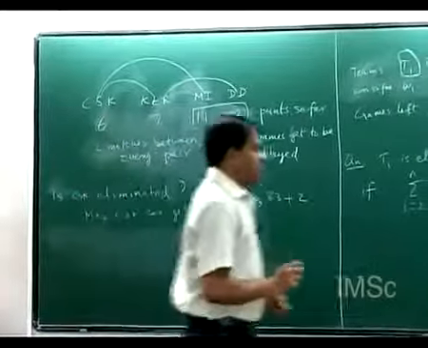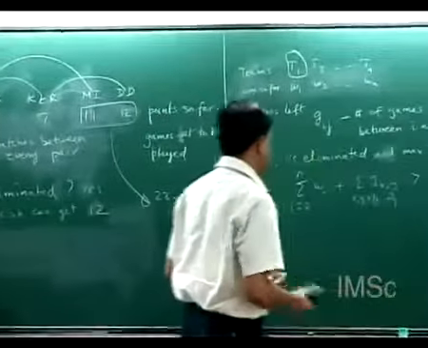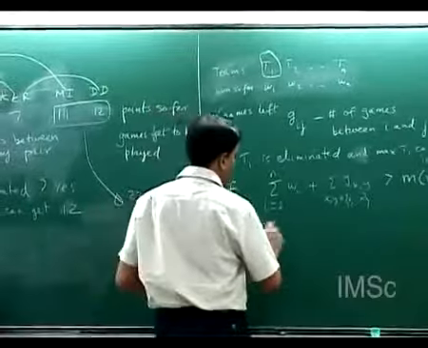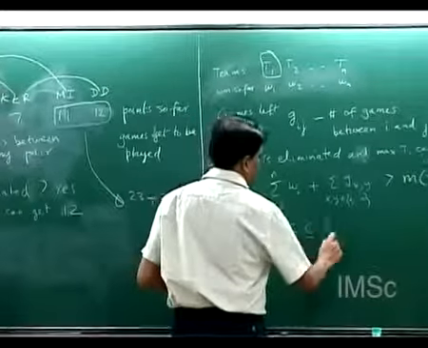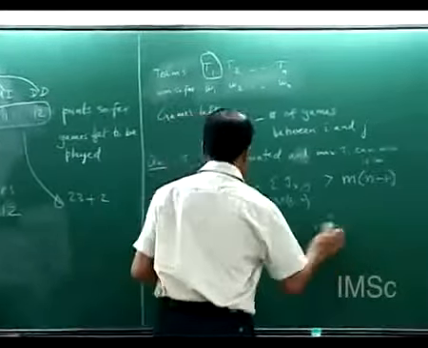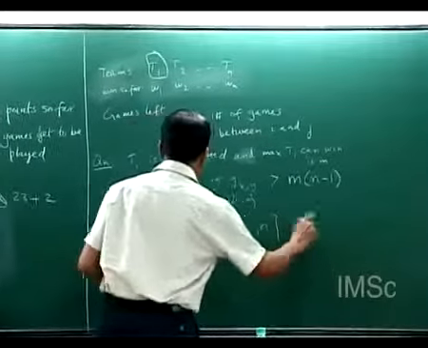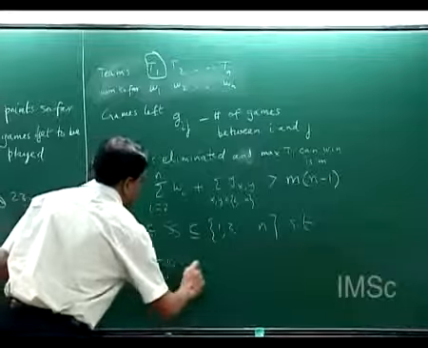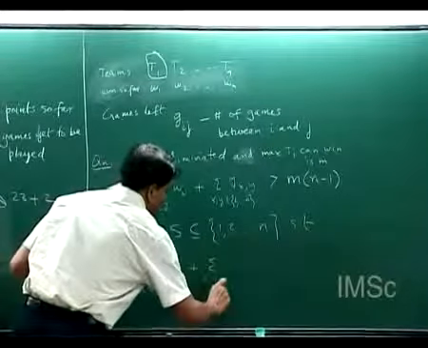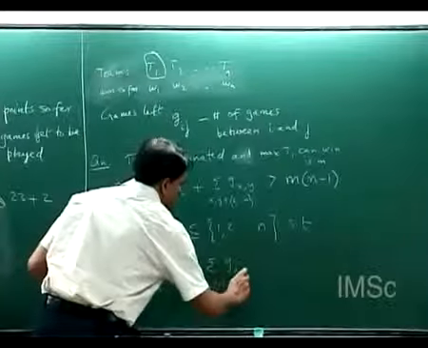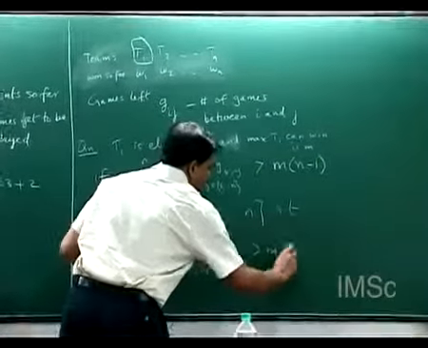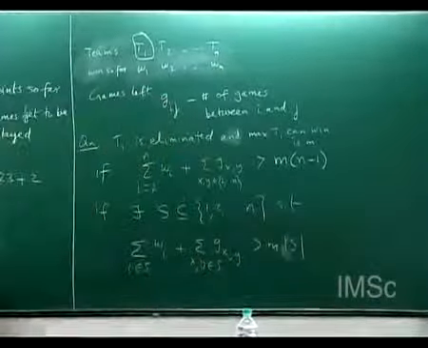So let me modify this. There exists a subset S contained in 1 to n such that summation i in S W_i plus summation xy in S g_xy is greater than m times cardinality of S.